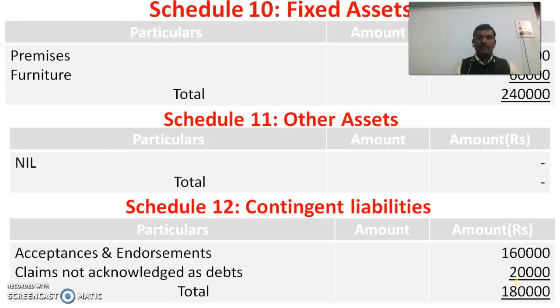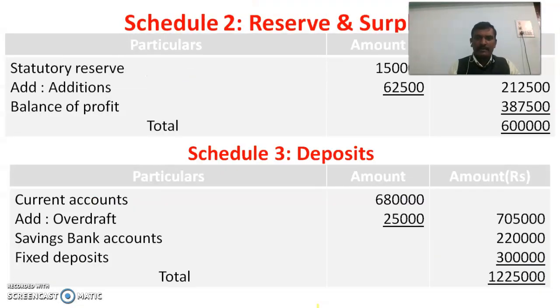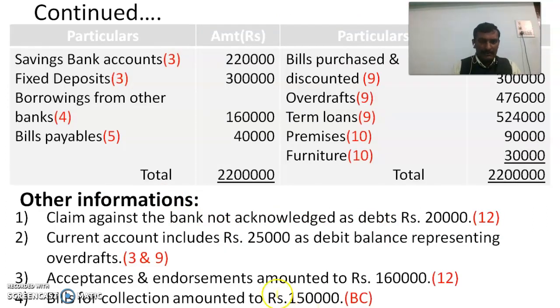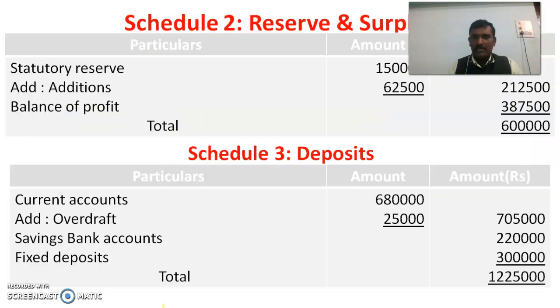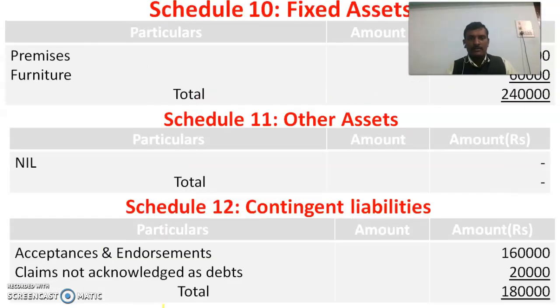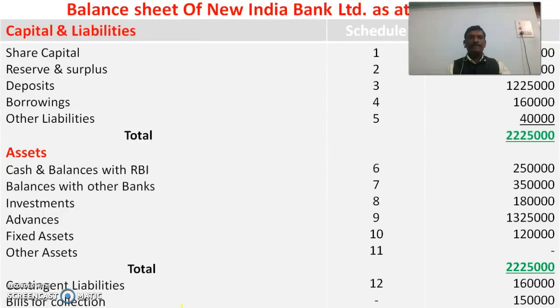Then we have to go for schedule number 10. Only 2 items are there: premises and fixtures. There is no adjustment. Then other assets, there is no single information about this, so it is nil. Then contingent liabilities. In adjustment, they are given 2 important items regarding the contingent liabilities. One is claims against bank not acknowledged as debt, and another is adjustment number 3, acceptance and endorsement amounted to rupees 1,60,000. So just look over this contingent liabilities. 2 items are taken.